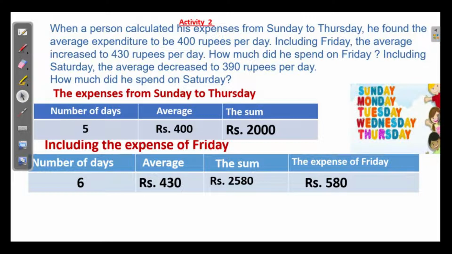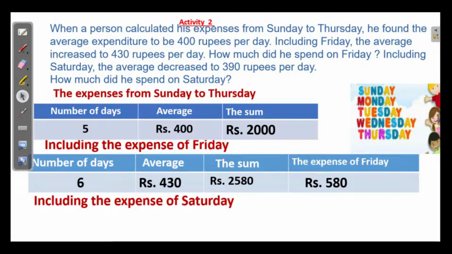Including the expense of Friday, number of days become 6, the average is rupees 430 and the sum is 430 into 6. First put a 0, then 6 threes are 18, carry 1. 6 fours are 24, 24 plus 1 is 25. 2580 rupees, and subtracting this 2000 from 2580, we will get 580 rupees. Do that also in mind itself.